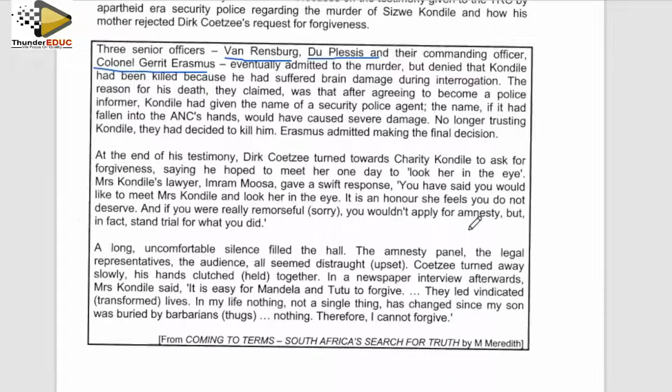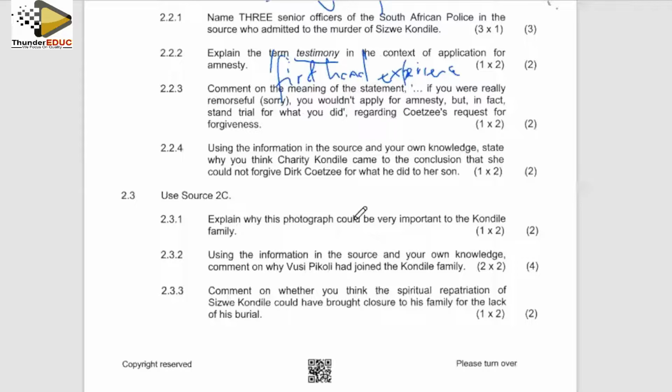Or we can say in another perspective, he committed acts of atrocities that did not deserve him seeking forgiveness. What he did was an act of great cruelty against humanity, and that did not deserve forgiveness. That can be attributed as part of the response to that question. Right, we move on to the next question. Using the information in the source and your own knowledge, state why you think Charit Kondile came to the conclusion that she could not forgive Dikotsi for what he did to her son.